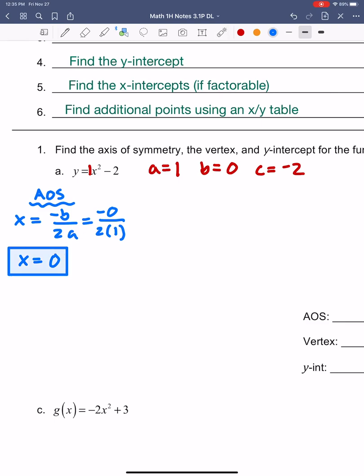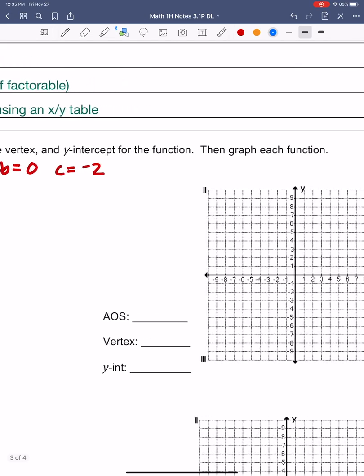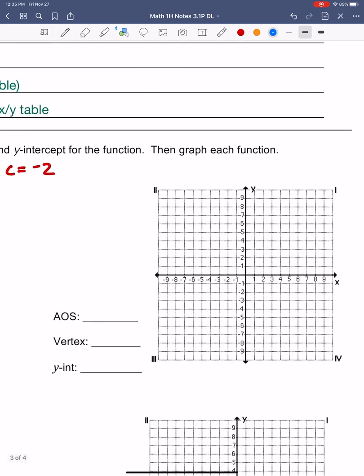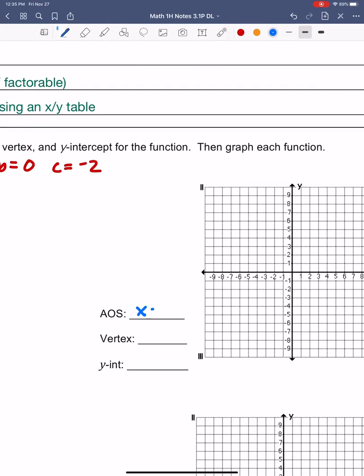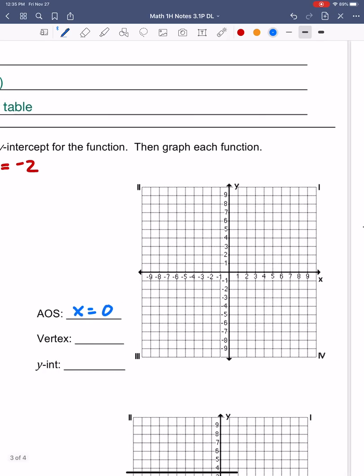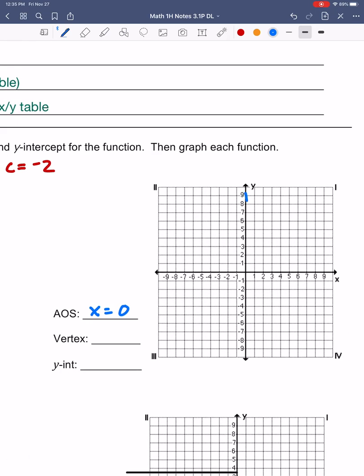All right, x equals 0 for my axis of symmetry. And now I'm going to scroll to the right, fill this in on my graph and on this line that they've given me here. So axis of symmetry is going to be x equals 0. What that means is the middle of my graph is going to be right down the middle here where it hits 0 on the x-axis. So basically it's laying on the y-axis here. So the middle of my graph is right there.